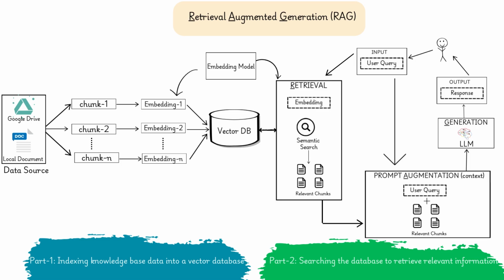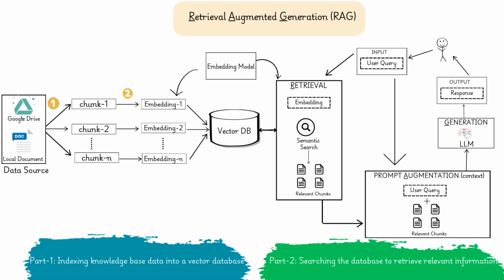The first part of creating a RAG system is to create a knowledge base by load, chunk, and index the data. Step 1. Get the data. Choose a data source for your RAG system. The data can come from anywhere, a document repository, database, or API.